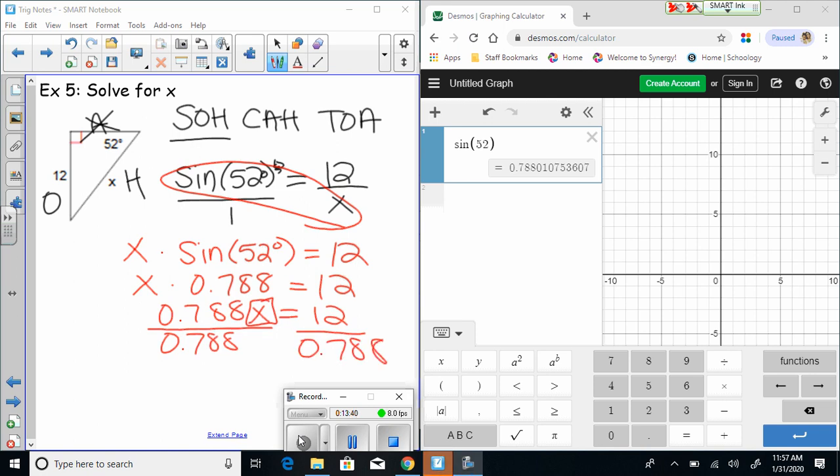Divide. And you end up, rounded to the nearest tenth, X is equal to 15.2. So that means the hypotenuse here is 15.2.